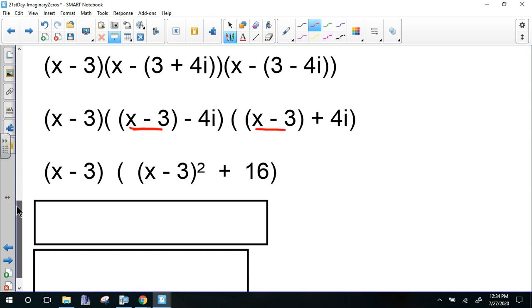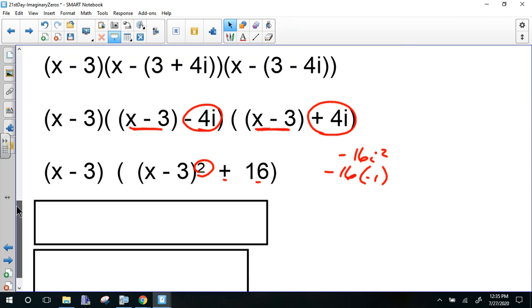How many x minus 3's do we have? We have 2. If I multiply negative 4i and positive 4i, I get a negative 16i squared. I can replace that i squared with negative 1, and I end up with a positive 16. So here's the factor for the 0 of 3. Here are the two factors for 3 plus 4i and 3 minus 4i. I just did a little shortcut to multiply.